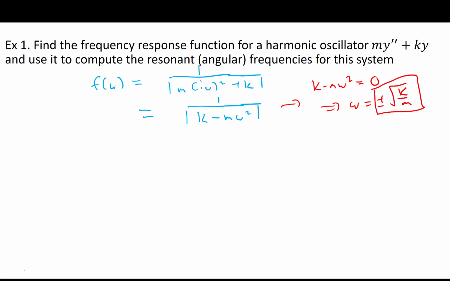If we graphed a plot of this function, let's just look at the case for positive omega, then somewhere up here I would have square root of k over m. When omega is 0, I should get a value of 1 over k, and I should have some kind of pole here, so a vertical asymptote that approaches that and then converges to 0 as omega goes to positive infinity on this side, and there'd be a similar pole on the negative axis as well.